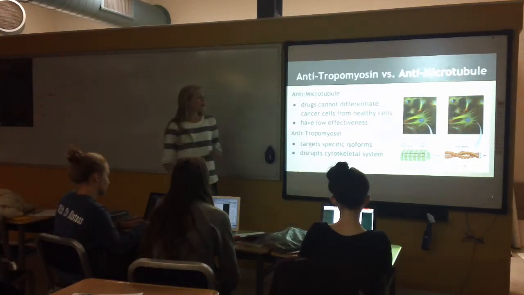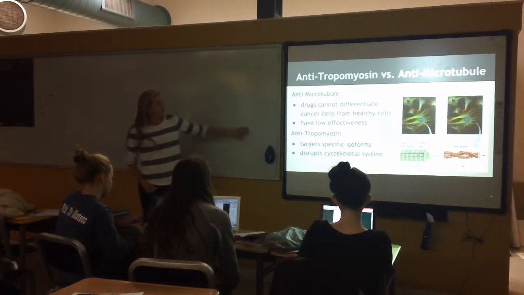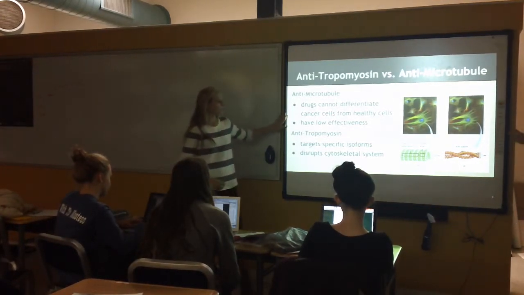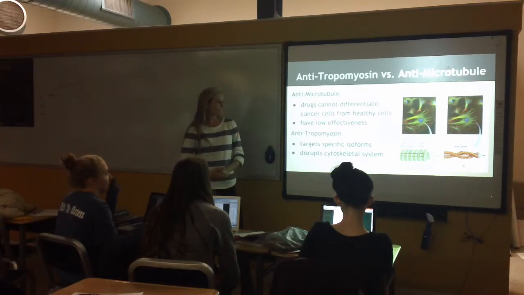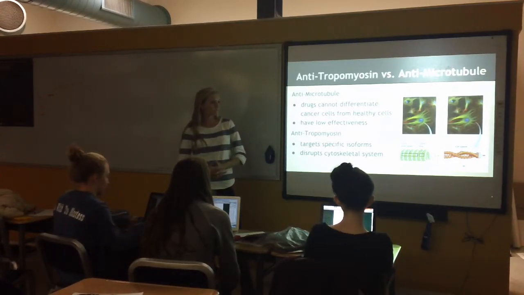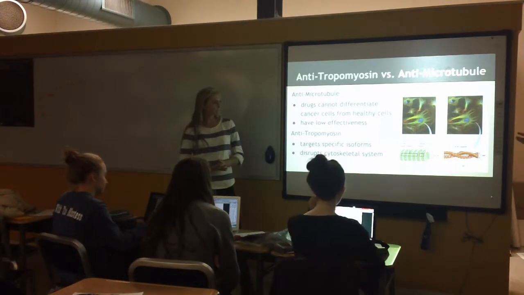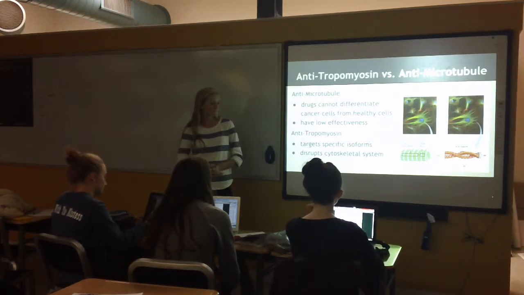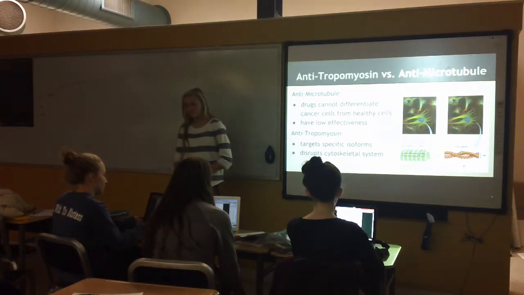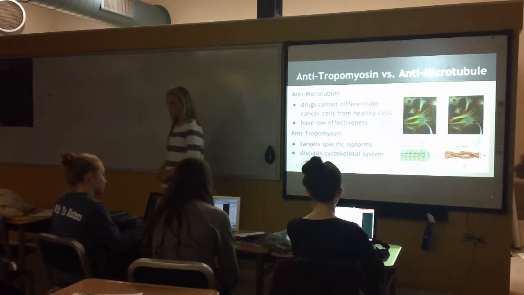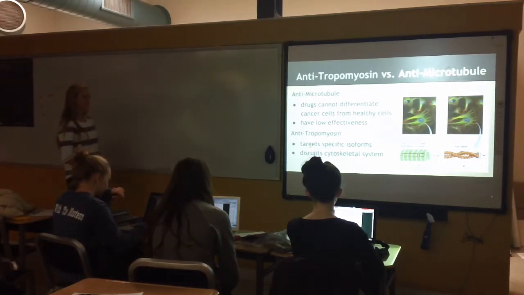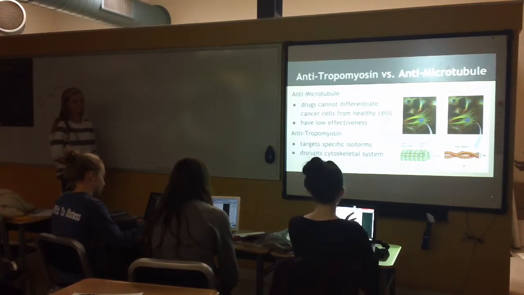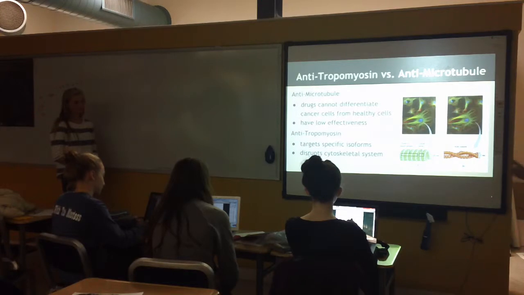Next slide. So now we're going to be talking about why we are targeting tropomyosin instead of, let's say, microtubules. Before this new class of drugs, anti-microtubule drugs were trying to target the microtubules in cancer cells. However, the drugs weren't able to successfully differentiate cancer cells from healthy cells, which made them less effective.